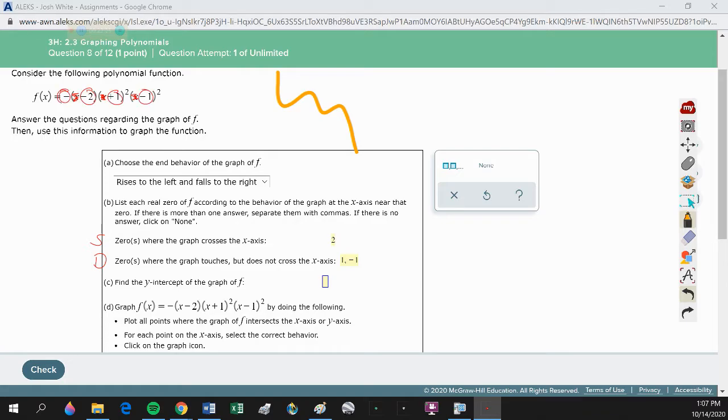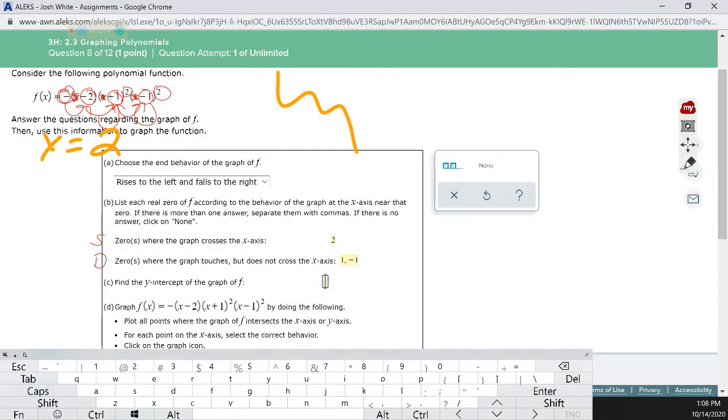So what is -1 times -2? 2. -2 times 1 is still 2, but I have to do it again because there are 2 of them. So -2 times 1 is still 2, and then 2 times -1 is -2, but I have to do it again because there are 2 of them. -2 times -2 gives me +2. So my y-intercept is +2.